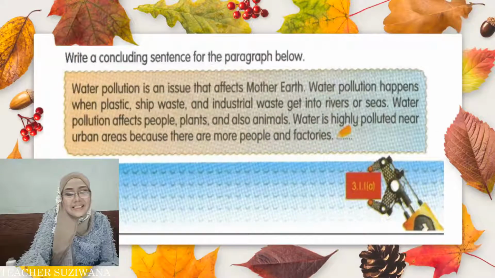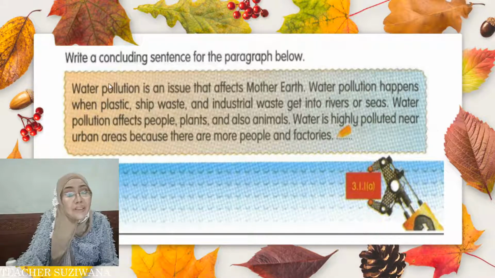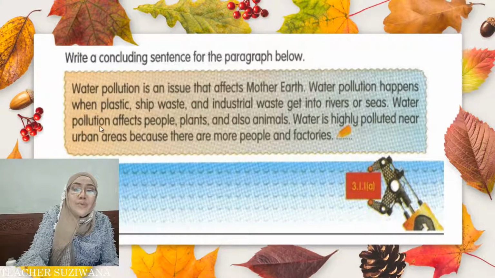Okay, now, your task. Write a concluding sentence for the paragraph below. So, the main idea here: water pollution is an issue that affects Mother Earth. Water pollution happens when plastic, ship waste, and industrial waste get into rivers or seas. Water pollution affects people, plants, and also animals. Water is highly polluted near urban areas because there are more people and factories.